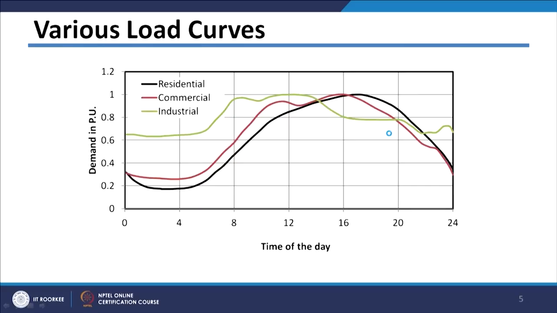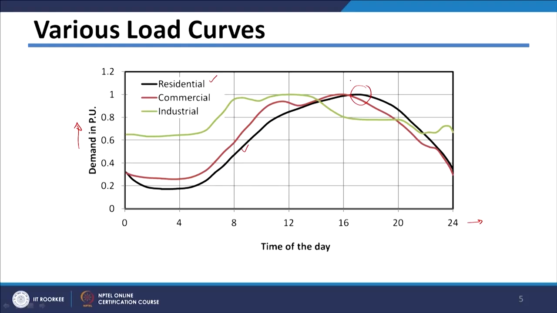Now if you observe load curves of different types of consumers, they are shown in this particular figure. If you see the load curve of residential consumers, it is shown here in the black curve. Again on the x axis we have time of the day in hours, and on the y axis we have demand in per unit. So you can see that the peak of the residential consumers comes around 6 or 7 o'clock in the evening.